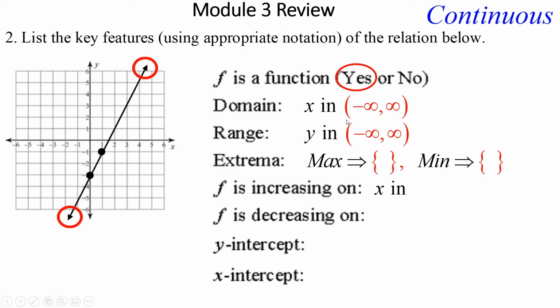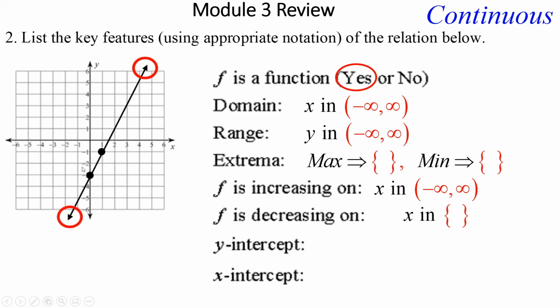x is in, and you can just rewrite the domain, or you could write within its entire domain. Okay, I just rewrote the domain there. I think on the test I'm going to have you either circle within its entire domain or the empty set if it was never increasing. Now, when is f decreasing? Well, this line is never decreasing, so this one would be x in the empty set. So on your test, you're going to have the option of circling within its entire domain or the empty set on each of those. And then the y-intercept and the x-intercept.